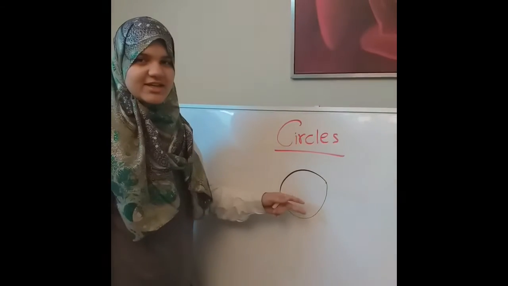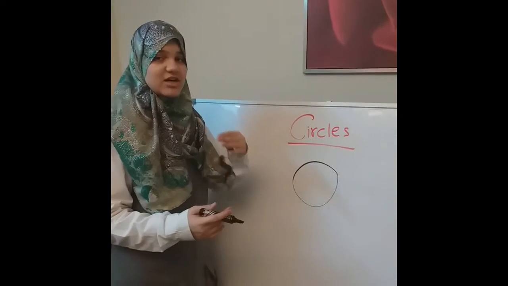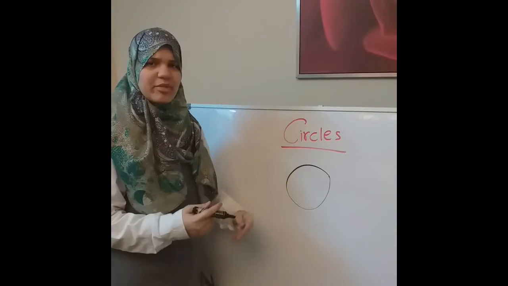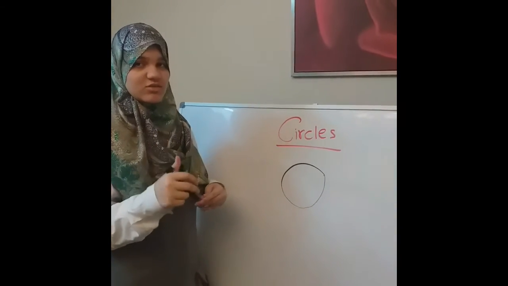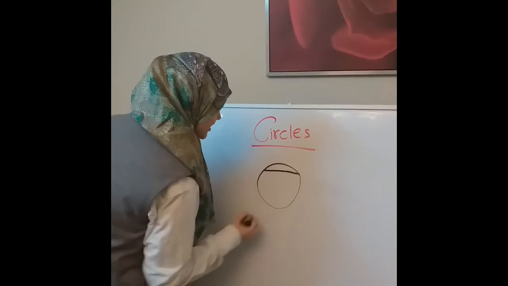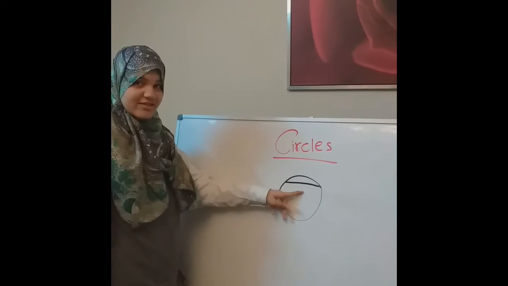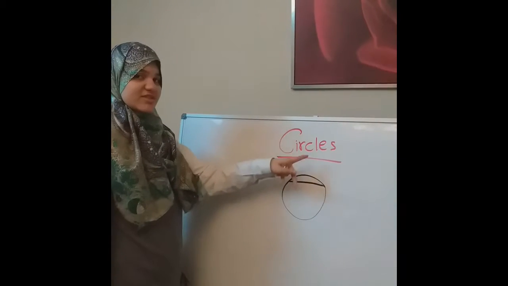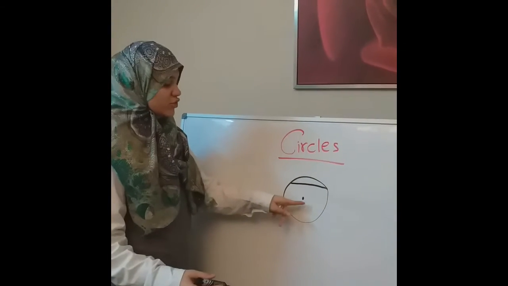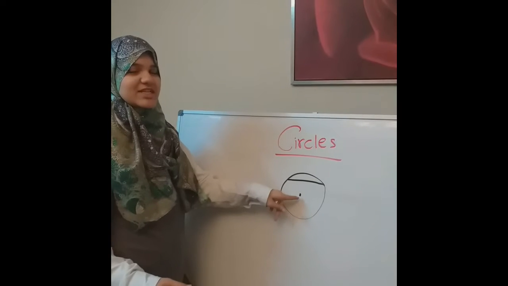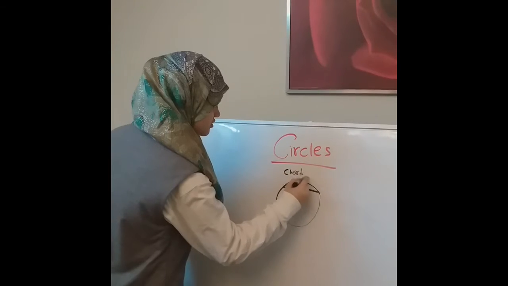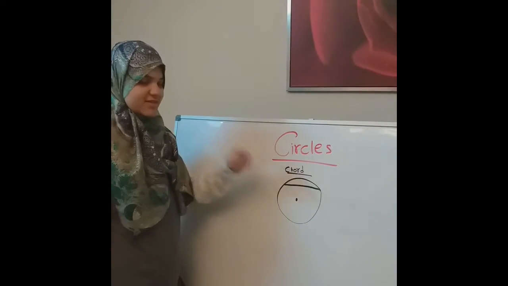So we talked about radius and diameter, that the radius is half of the diameter and the diameter is twice the radius. But now let us talk about the chord. What is a chord? A chord is a line on the circle that is not through the center, because if it is through the center, it is a diameter, not a chord. This is the second thing.